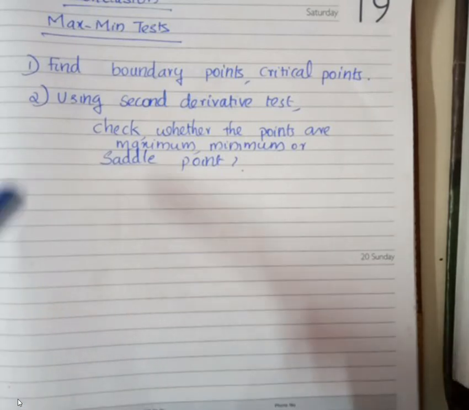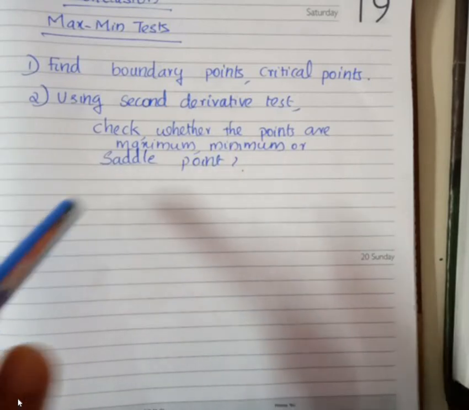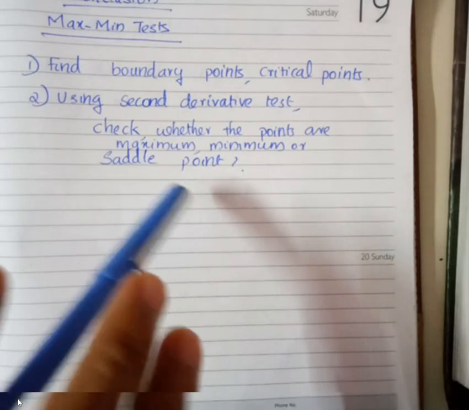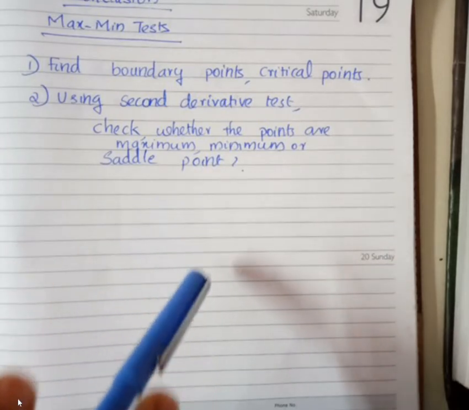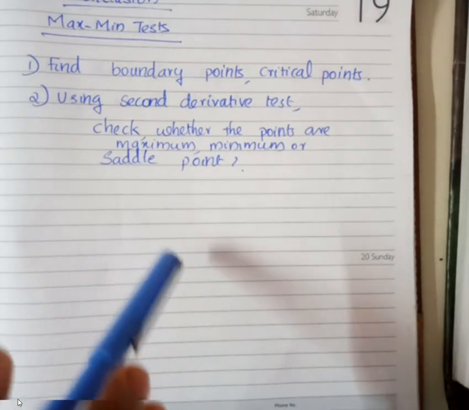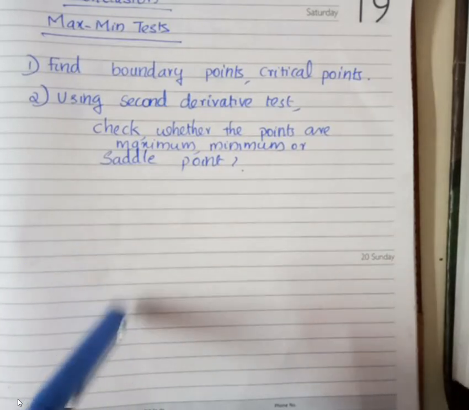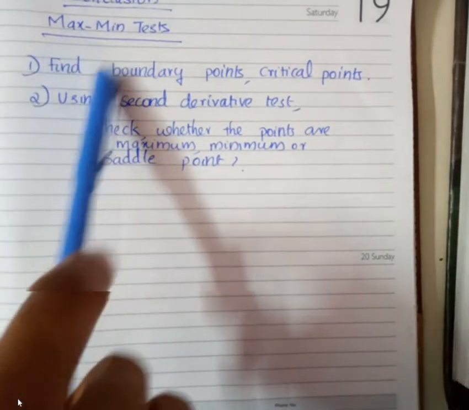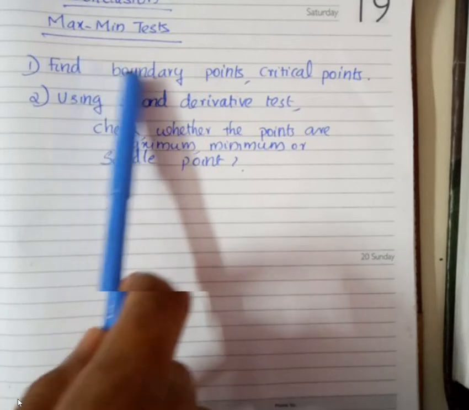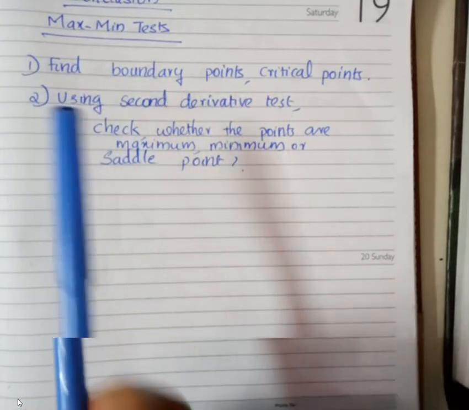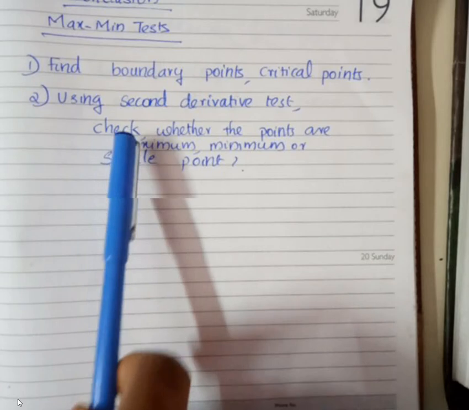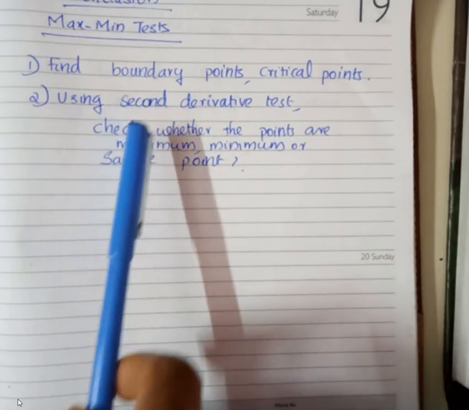Hi all. Today we are going to study a new topic, that is Lagrange multiplier. Using the Lagrange multiplier, we have to find out the maxima and minima. Before that, this was a conclusion in the last class. Using the second derivative test, how to find out the absolute maxima and absolute minima.